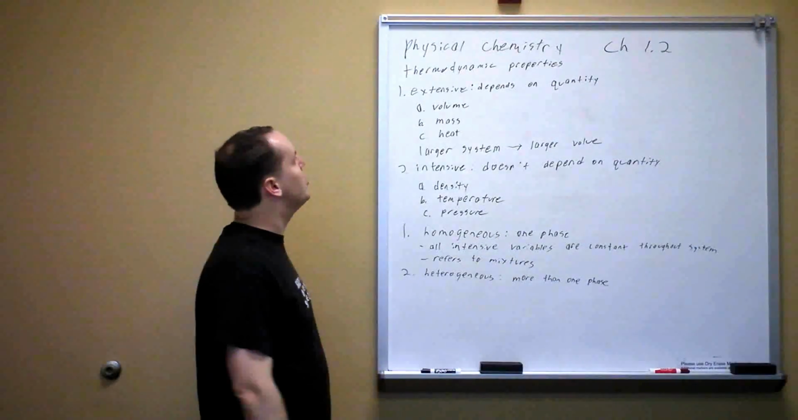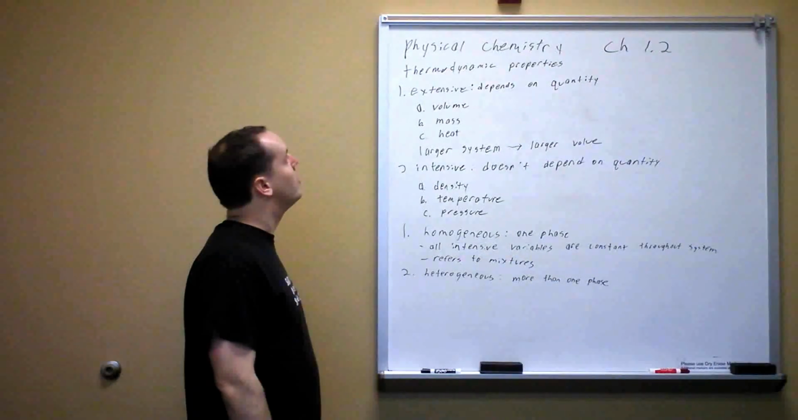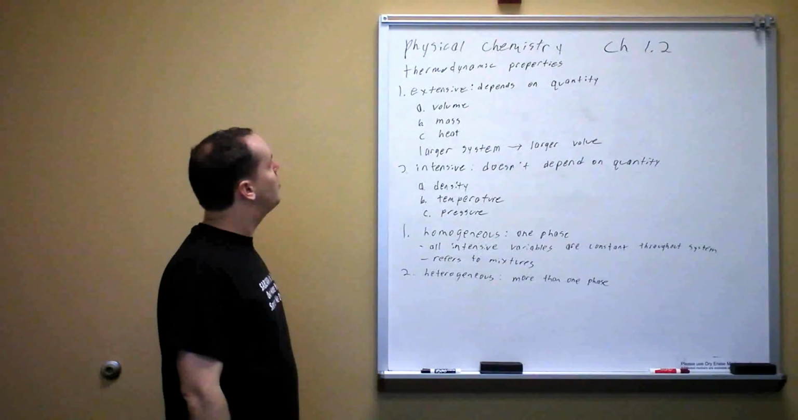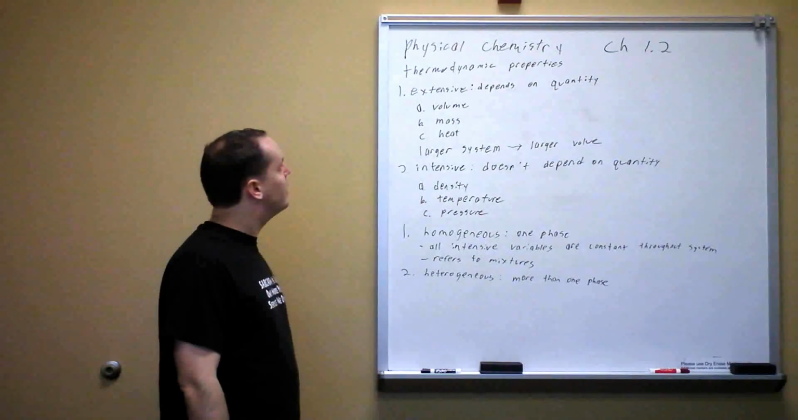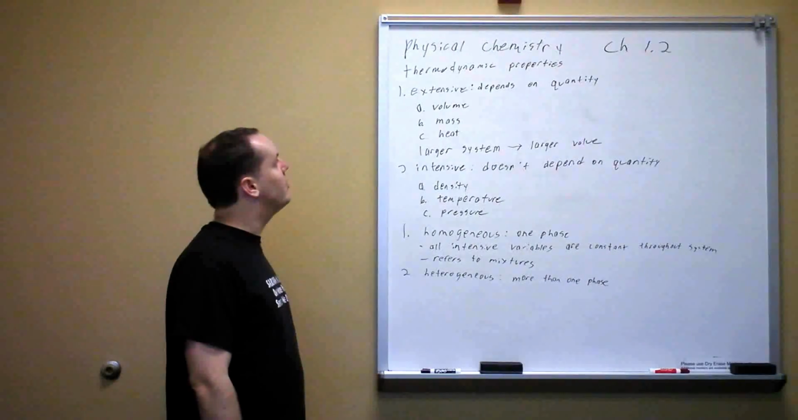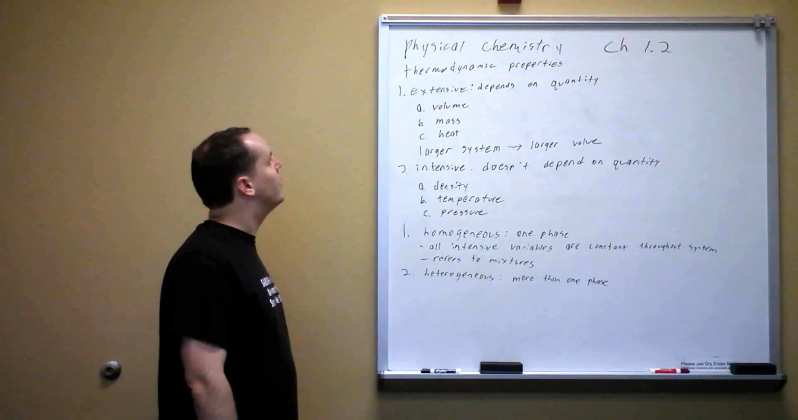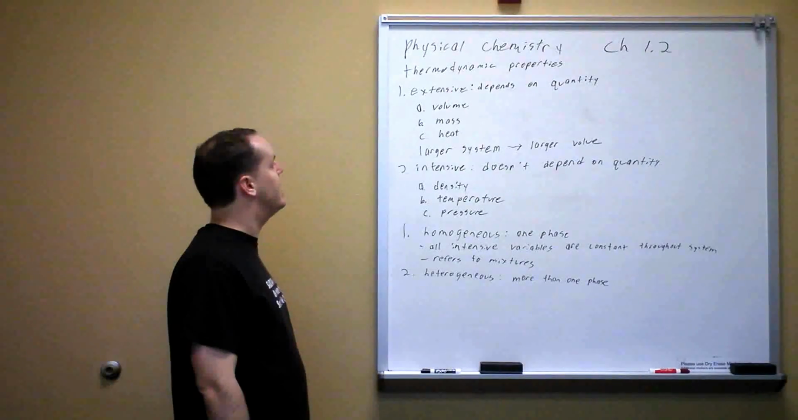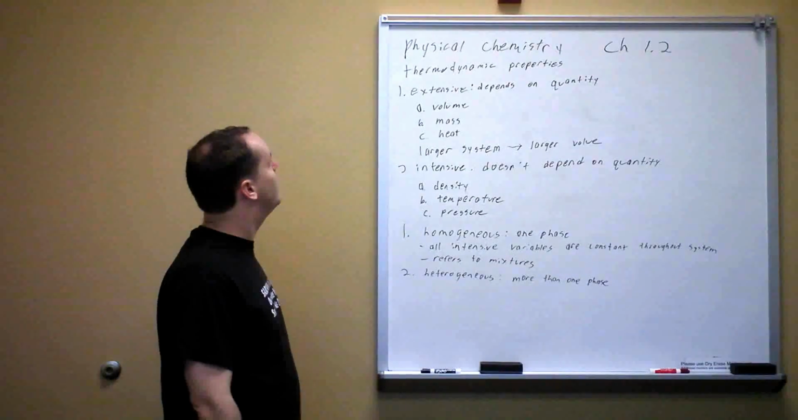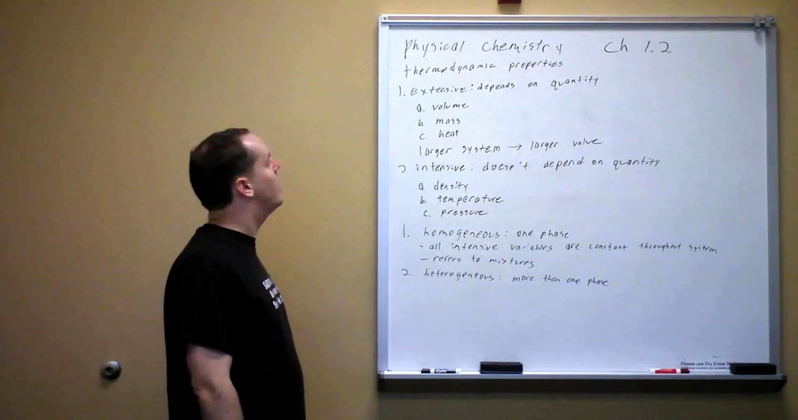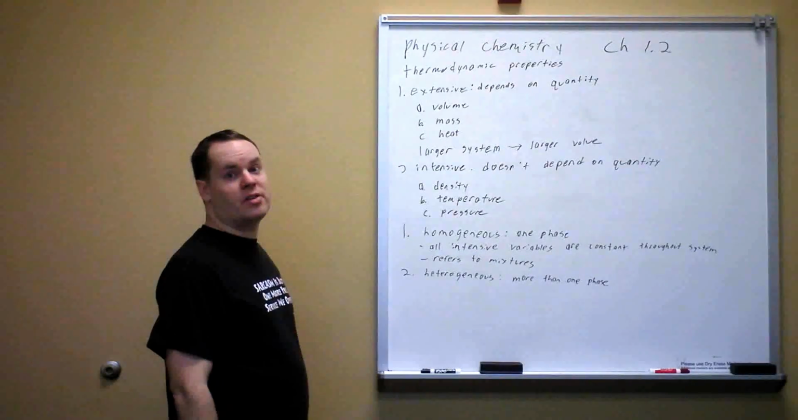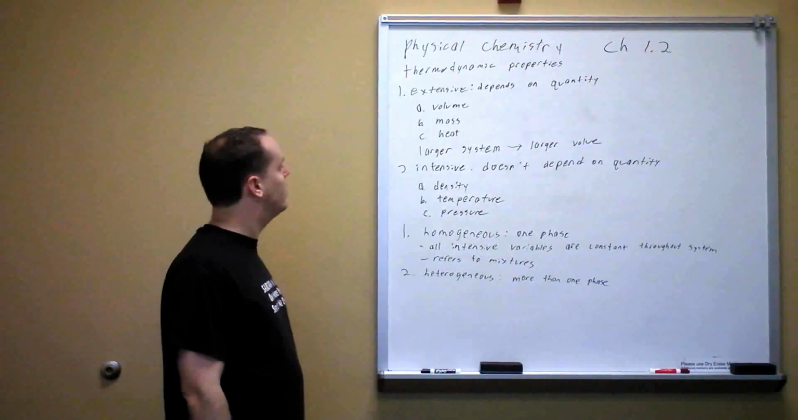Continuing on chapter 1.2 of physical chemistry, we're still talking about thermodynamic properties. Thermodynamic properties can be either extensive or intensive. Extensive means it depends on the quantity. Examples of extensive variables are volume, mass, or heat. The important thing about extensive systems is if you have a larger system, larger value. Usually if you double the size of the system, you double the size of the value.